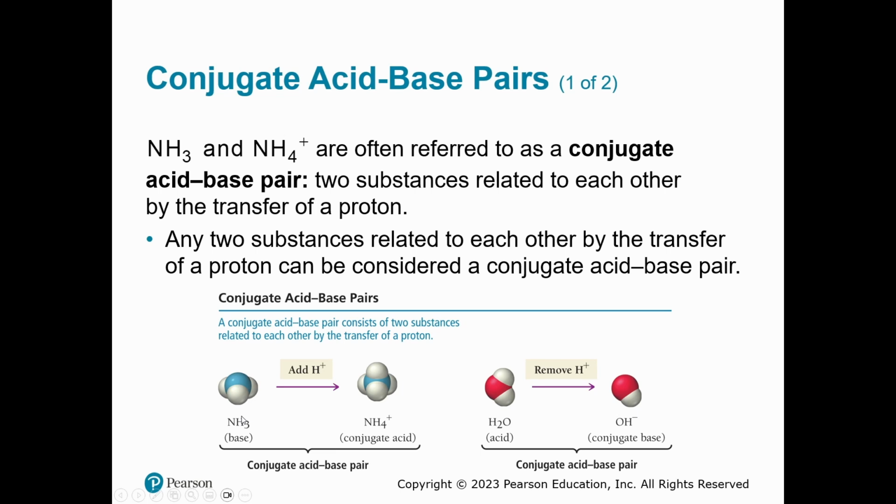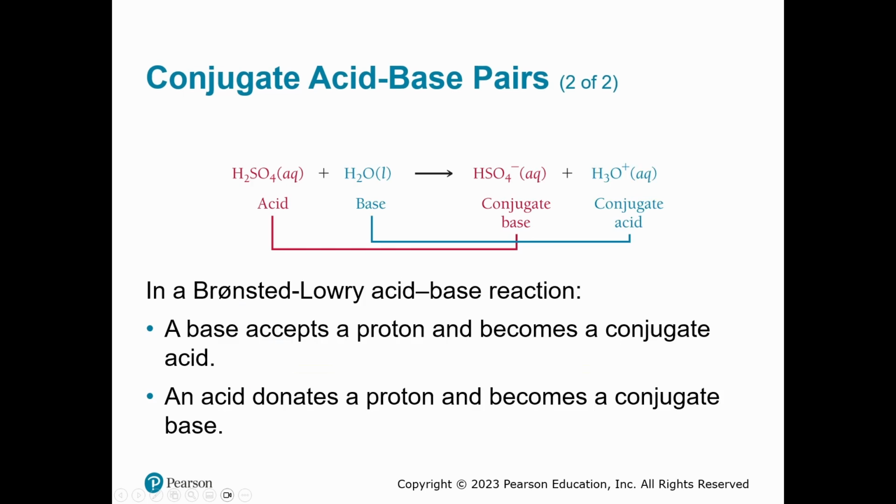Acids turn into conjugate bases, bases turn into conjugate acids. It's just a cycle. Just like we have redox cycles, we have acid-base cycles. So, just as we were saying before, here we have an acid-base reaction. Sulfuric acid is going to be the acid. The name kind of gives it away. Water is going to be the base. Once they react, you now have this bisulfate that is the conjugate base, and hydronium that is the conjugate acid.